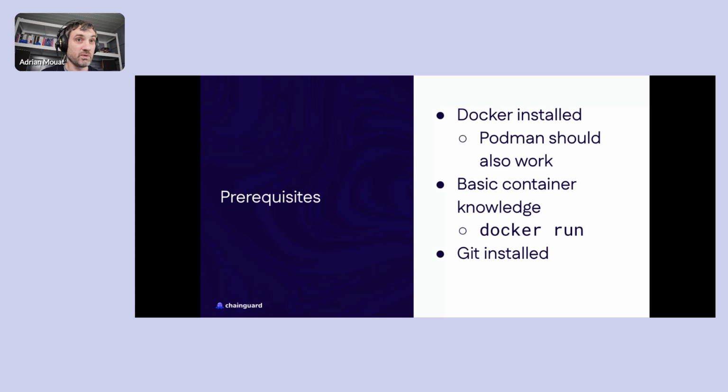So as I said, if you want to follow along, you're going to need Docker. I think Podman and nerdctl, etc., should be fine as well. To get the most out of the session, it would help if you know a little bit about containers, but really just very high level, just how docker run roughly works. And you'll also need Git installed if you want to get the example code and switch between the branches.